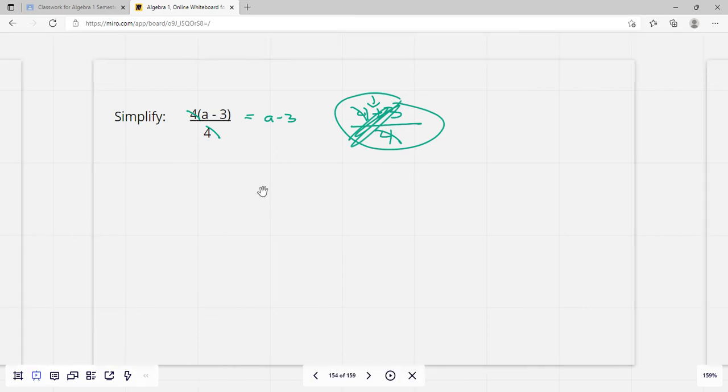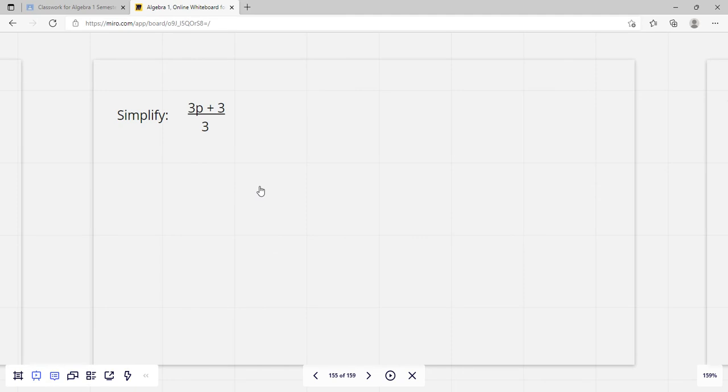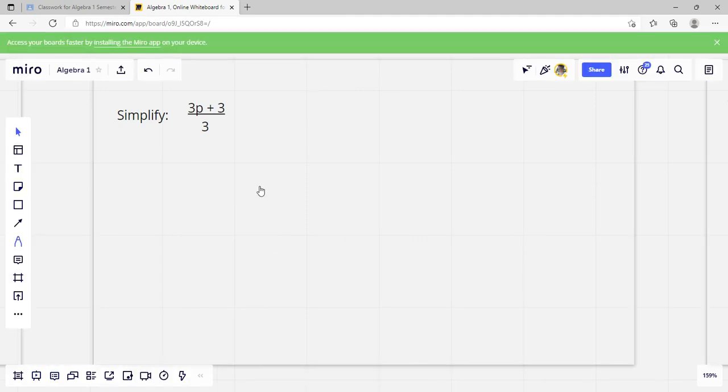Alright, so on some of these we're going to have to factor first before we can cancel. So on this one, the first step is to factor the top there. So if we look at the top, both of these have a 3. So we could say 3 times p plus 1, right? Because if we rainbow that back out, we would get 3p. 3 times 1 is 3, right? So you factor it first. And then we've got over 3. Now we can cancel. And the answer is p plus 1.